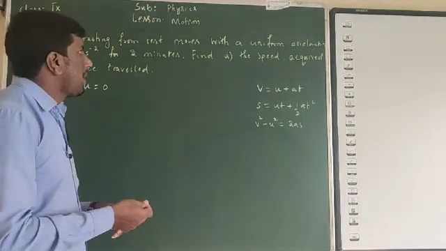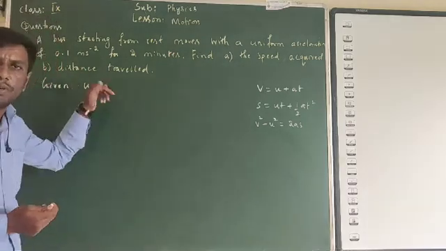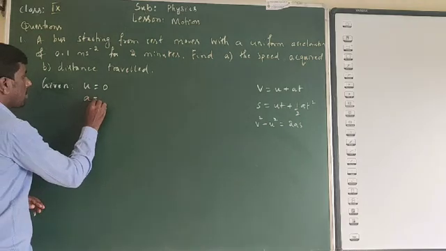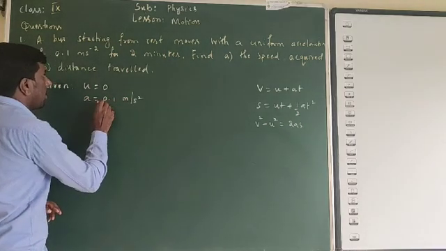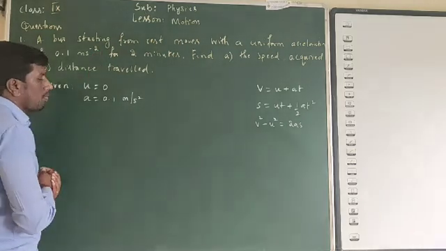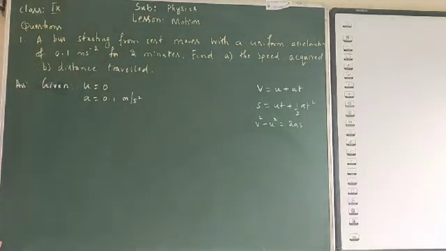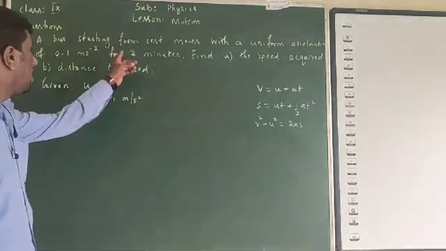The bus moves with a uniform acceleration of 0.1 meter per second square. That is A. A is equal to 0.1 meter per second square. Meter second to the power of minus 2 is meter per second square, right?